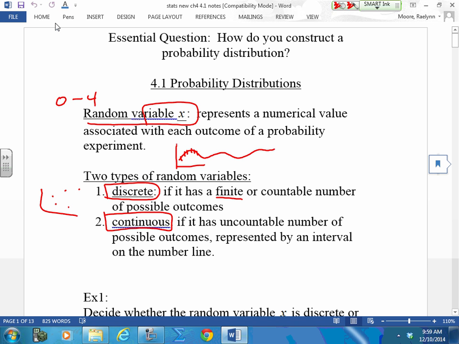The number of ounces of coffee in Danielle's mug here. Discrete? Does it have to be 1 ounce, 2 ounces, or 3 ounces? No. She could have 2.5 ounces. So if anything has a fraction, a decimal, it's continuous. If it's a whole number, it's discrete.